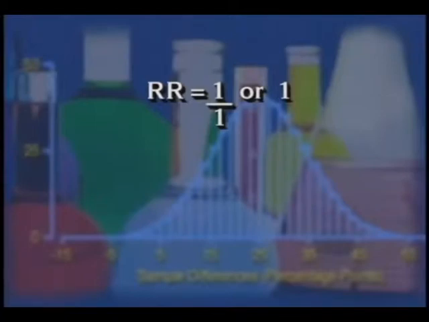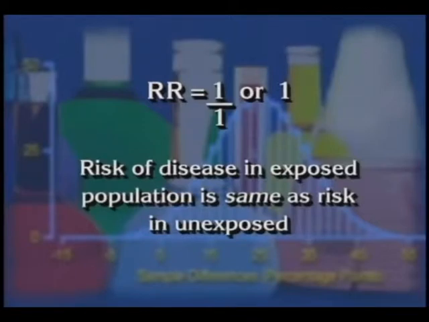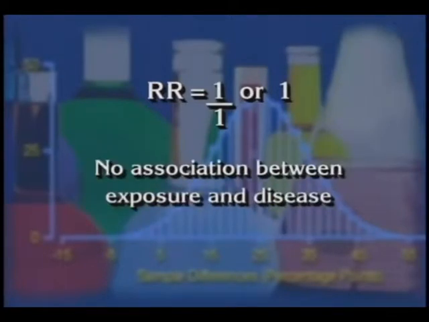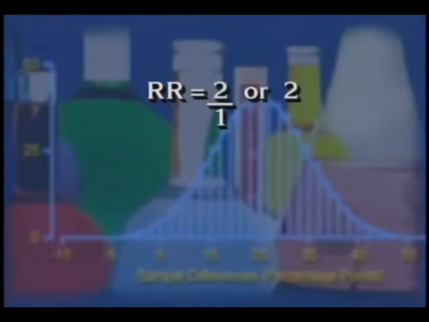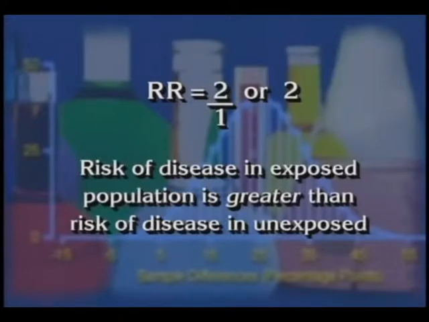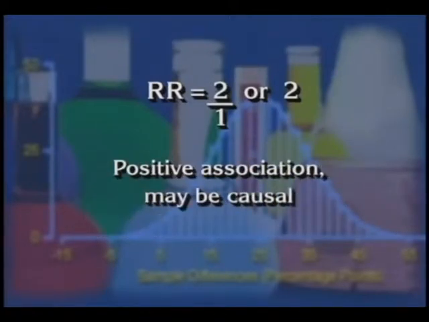Well, if the relative risk equals 1, it means the numerator of that fraction is the same as the denominator. The risk in exposed people is the same as the risk in unexposed people, and there is no association between exposure and disease. If the relative risk is greater than 1, it means that the numerator is greater than the denominator. The risk of disease in exposed people is greater than the risk in non-exposed people, and this is a positive association, and it may be causal.